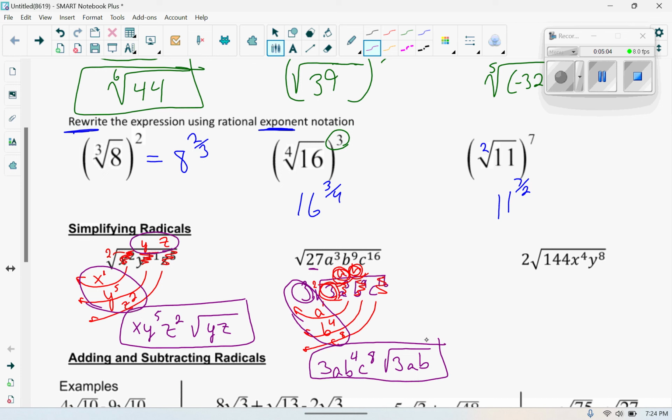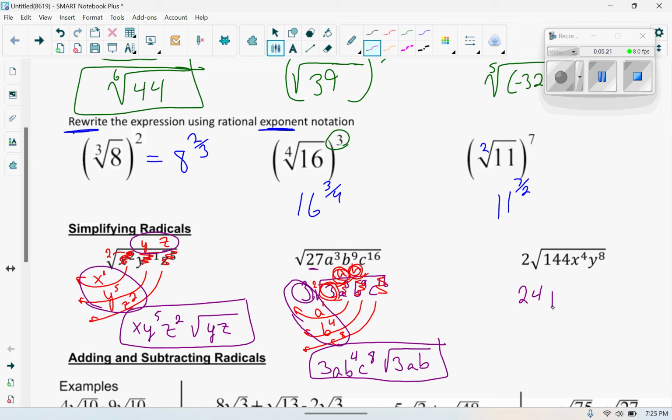Okay, let's do this one here. So I'm going to type in my calculator. Well, the square root of 144 is 12. So if I type that into my calculator and simplify it, it's just going to be a 24. So notice there's no square root, so that's okay.